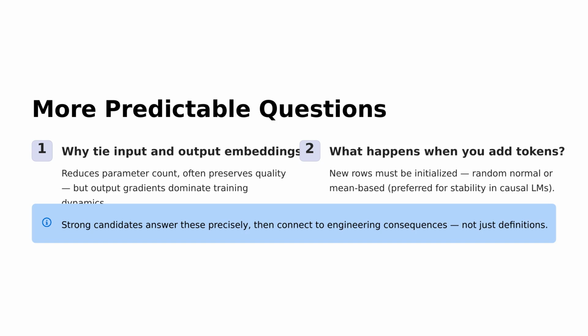Here are 2 predictable questions. First, why tie the input and output embeddings? It cuts parameters and usually keeps model quality about the same. But in practice, the output side gradients tend to dominate training. Second, what happens when you add tokens? You have to initialize new embedding rows, and for causal language models, mean-based initialization is usually more stable than a random normal. Strong answers go beyond definitions and explain the engineering impact.